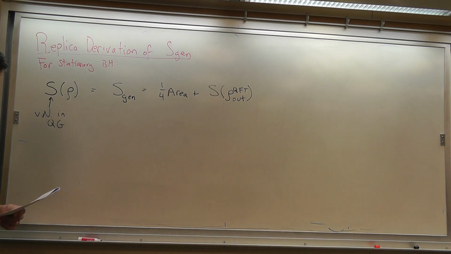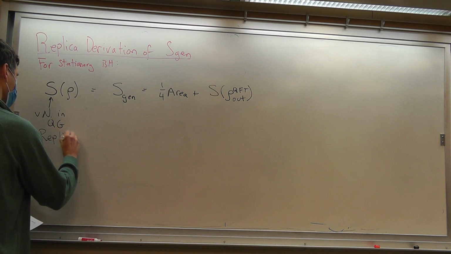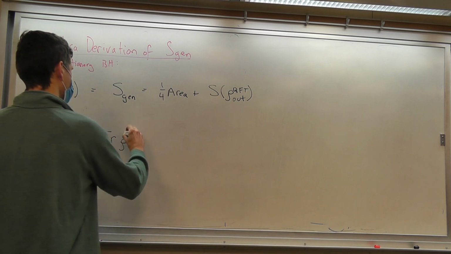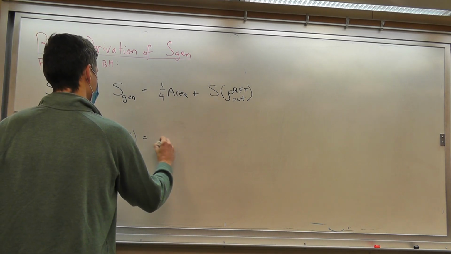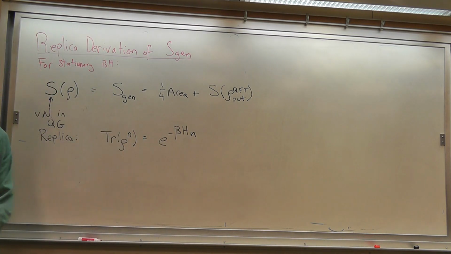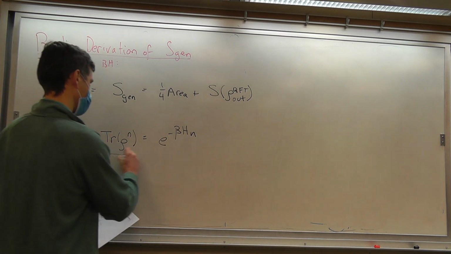Okay, so we're going to derive this from the replica method. Trace of rho to the n is e to the minus beta h times n, because remember we thought of the Euclidean black hole as a saddle point that comes from calculating trace of e to the minus beta h. So this is what we're going to calculate.